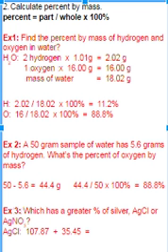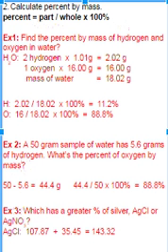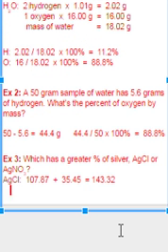So I can just add those 2 masses up, and I have 107.87 plus 35.45. So I have 143.32. And then I go ahead and take the part I'm interested in, which is the 107.87, divided by the 143.32 times 100%. And I come up with a percent mass of 75.3%.